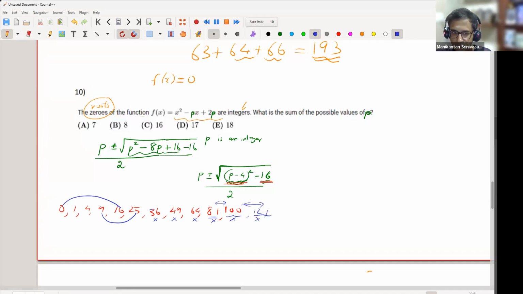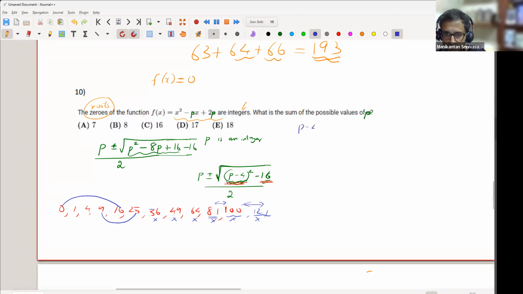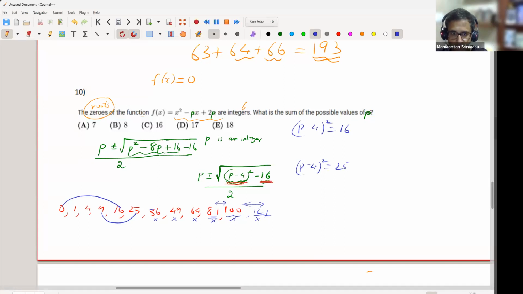Does it make sense? So we've exhausted all the possibilities by considering the first few, namely (p minus 4) whole square can either be 16 or (p minus 4) whole square can be 25. Right? Those are the only possibilities, right? (P minus 4) whole square is the bigger one. After subtracting 16, you will land on another perfect square.